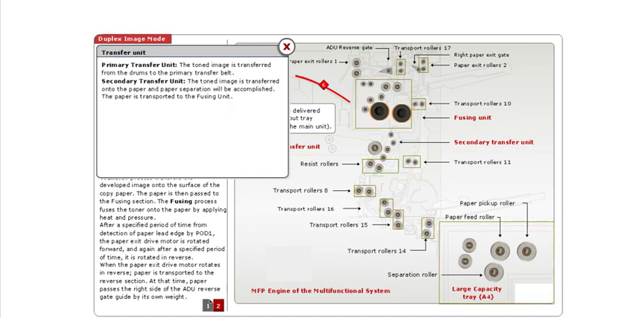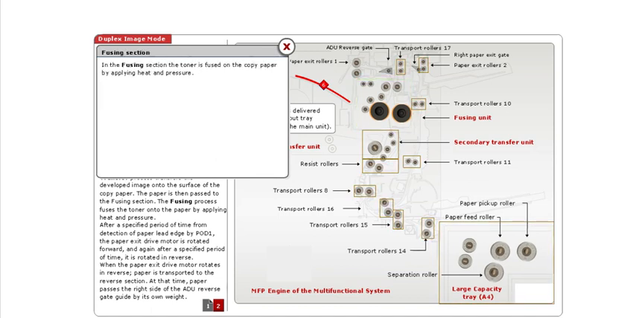Primary transfer unit. The toned image is transferred from the drums to the primary transfer belt. Secondary transfer unit. The toned image is transferred onto the paper and paper separation will be accomplished. The paper is transported to the fusing unit.